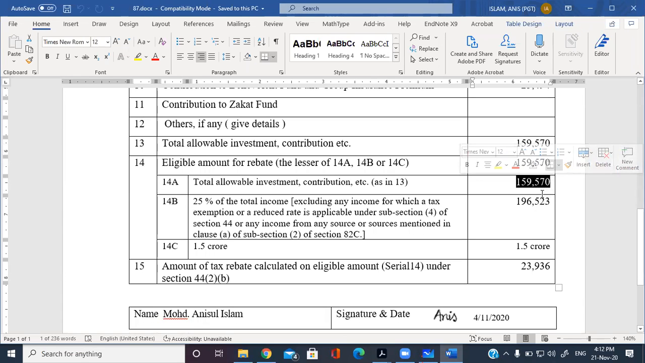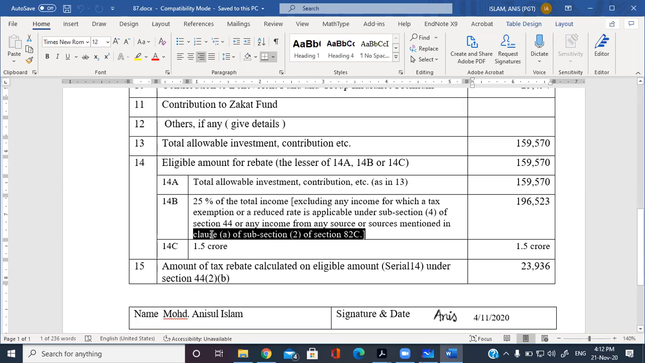Compare it with Mr. Ambani's calculation. In my case, 25% of the total income, excluding any income for which you just have read this in Bangla. Okay, this is now in English. You may ask me where it is mentioned that the 5% TDS applicable for saving certificate is the final tax liability. The reference is here, subsection 2 of section 82C.